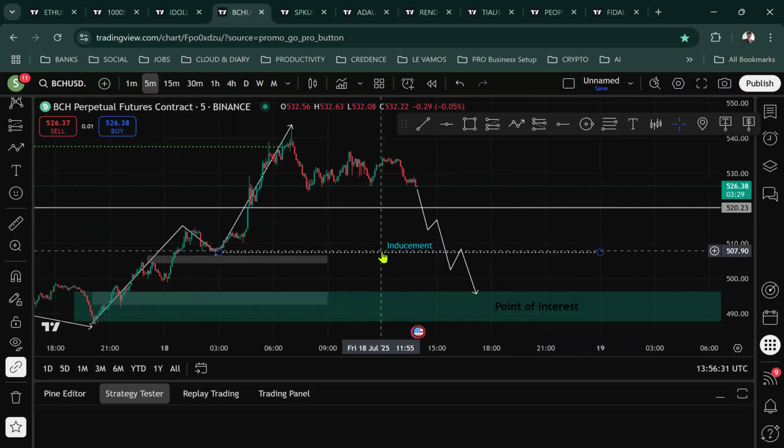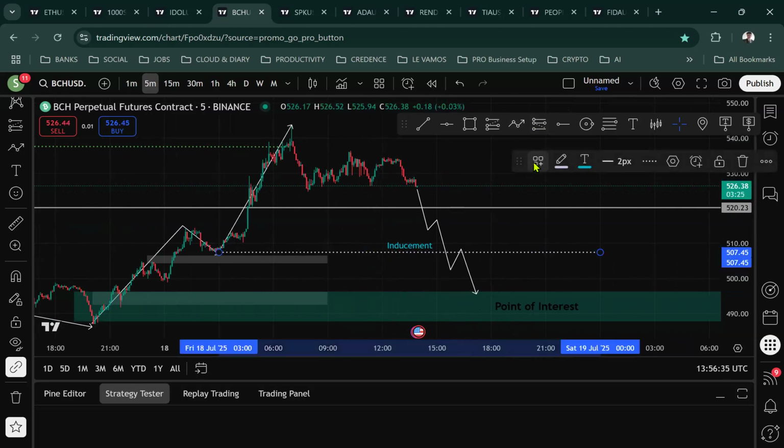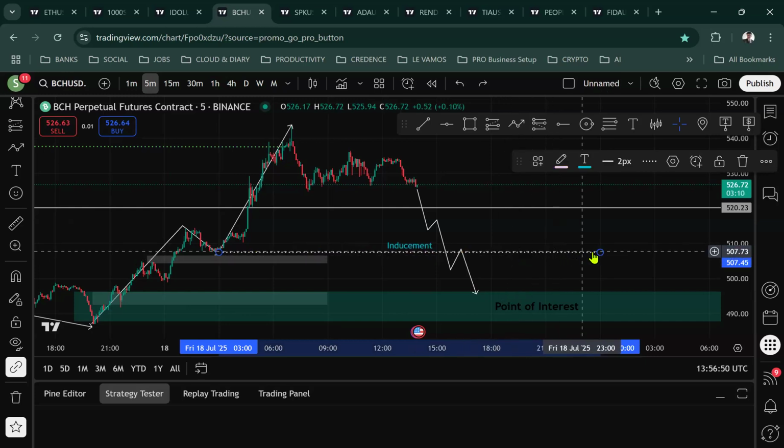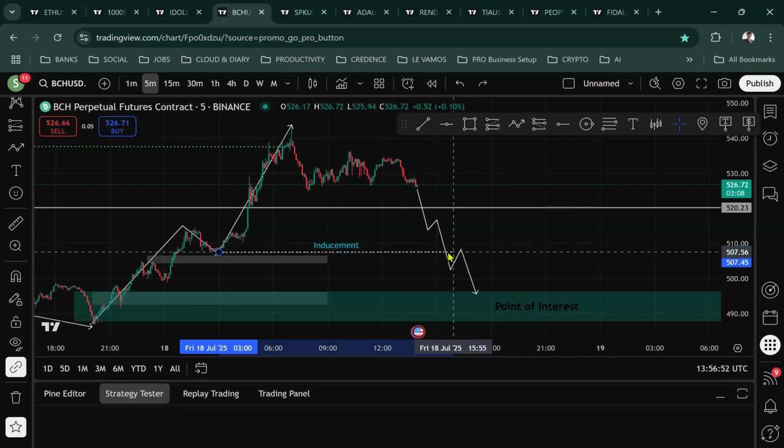So this will be a COC in that case. This inducement will become a COC. No, this inducement is from the 1 hour time frame. That inducement is from the 1 hour time frame. Remember? Yes, correct.